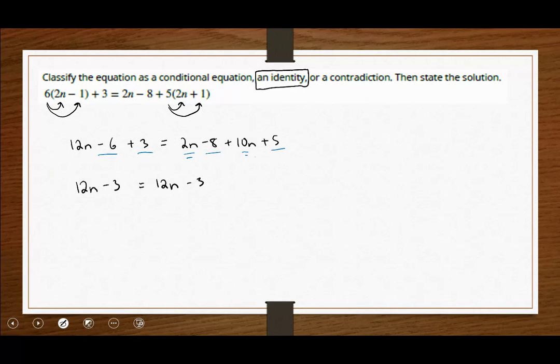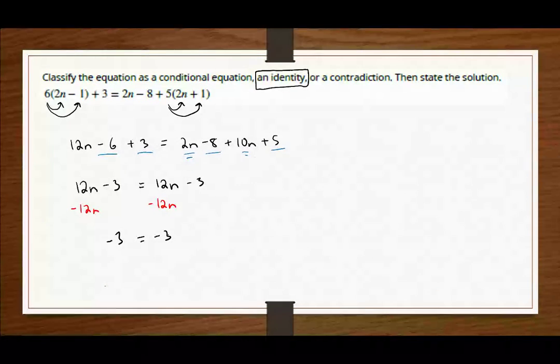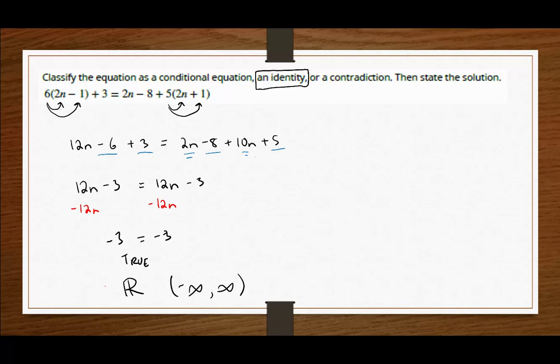So again, if I try to solve the thing, my variable just sort of disappears. However, in this case, I'm left with a true statement. Negative 3 is equal to negative 3. Since this is true, it must be that we have all real numbers as the solution. Again, we could state that in a couple different ways. We could say that either all real numbers or from negative infinity to positive infinity.